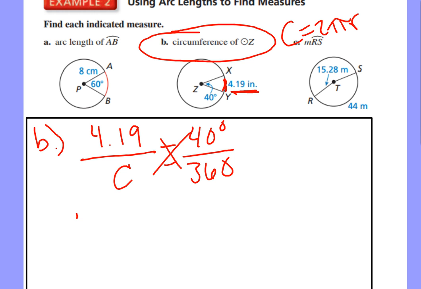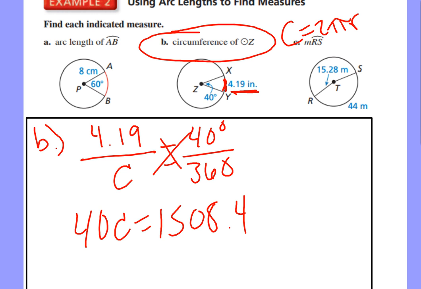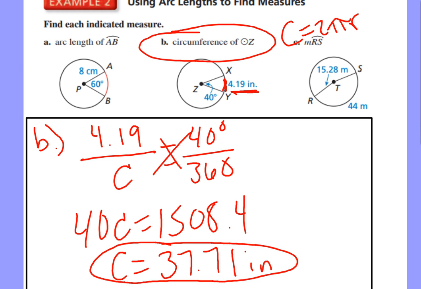I can cross multiply. I get 40c equals 360 times 4.19, which is 1508.4. And if I divide that by 40, I get that the circumference is approximately 37.1 inches around. So that would be our entire circumference there.